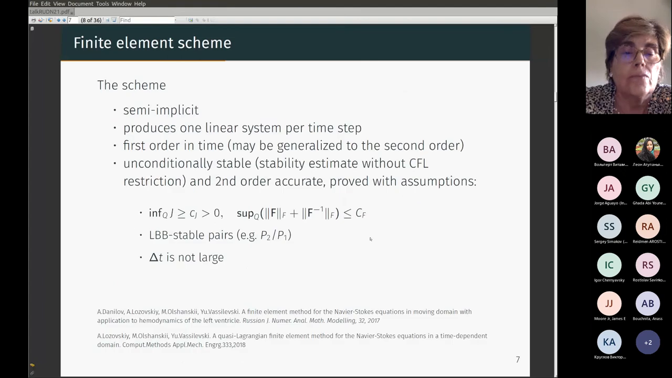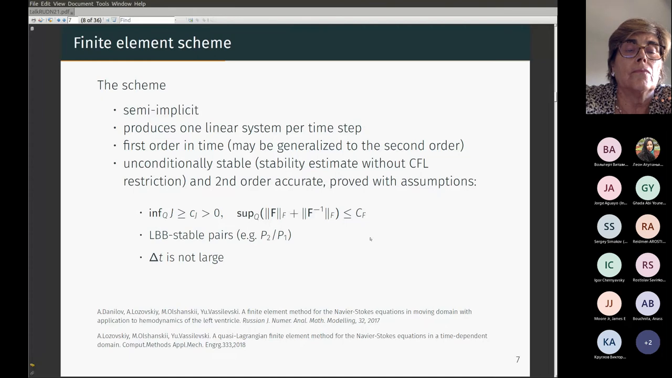This scheme is semi-implicit. It produces one linear system per time step. It is first order in time, and may be generalized to second order in time. It is proven to be unconditionally stable in the sense that the stability estimate does not assume any CFL type restriction on time step. And it is proven to be second order accurate, proved under the following assumptions.